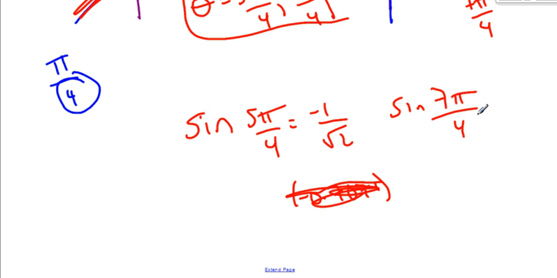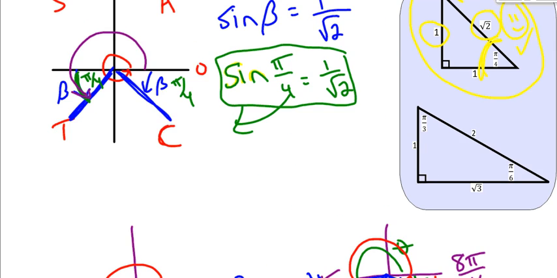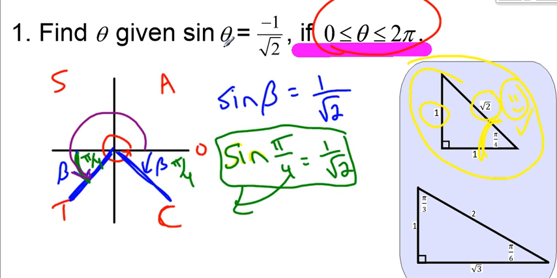I don't know, I don't like decimals. So that's what we just did. We just discovered that the two angles that are the correct answer for theta are 5 pi over 4 and 7 pi over 4. That's what makes this a true statement. Let's try another similar one.